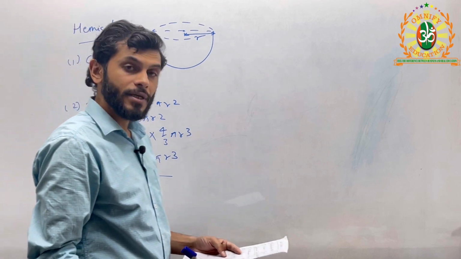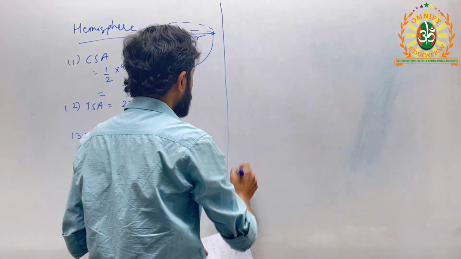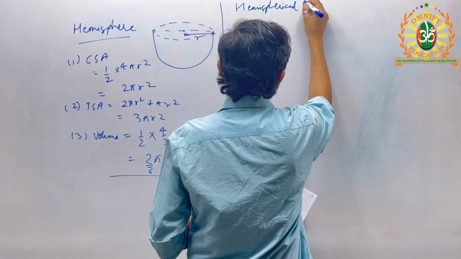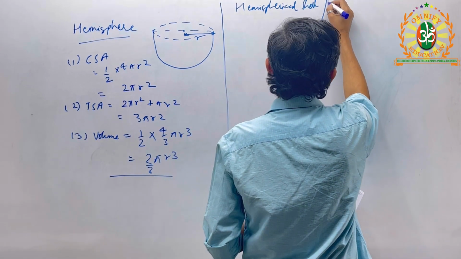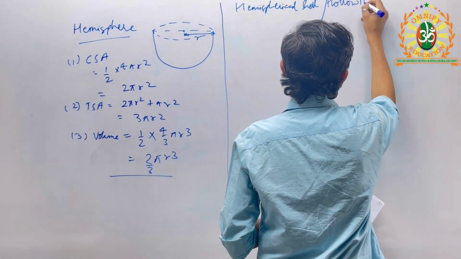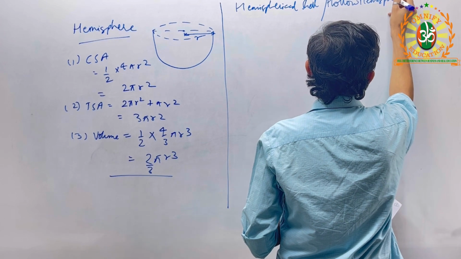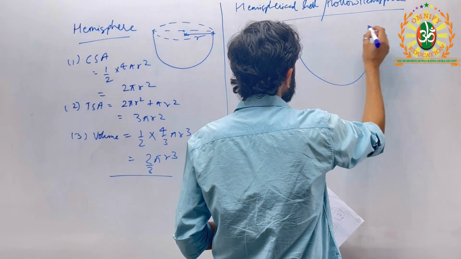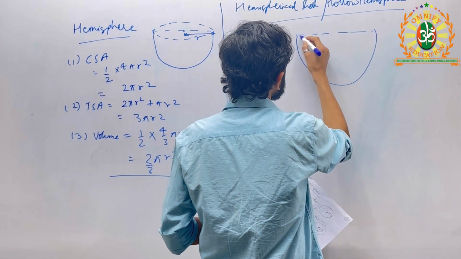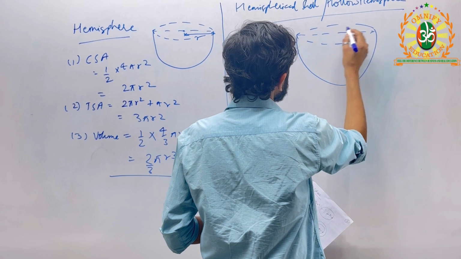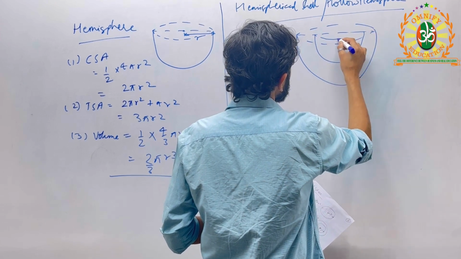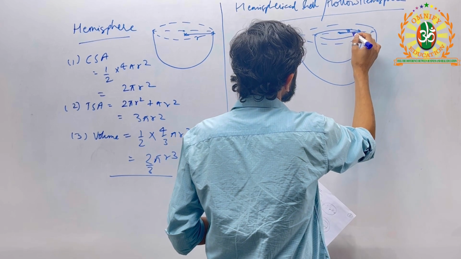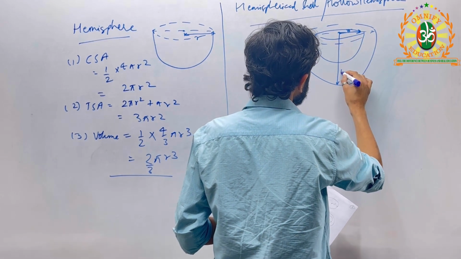Now coming to the next figure, which is a hemispherical shell, or it is also known as a hollow hemisphere. So in this case, there would be two spheres, and the radius of the inner sphere would be small r, and the radius of the outer sphere would be capital R.